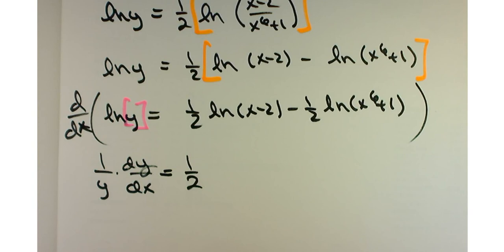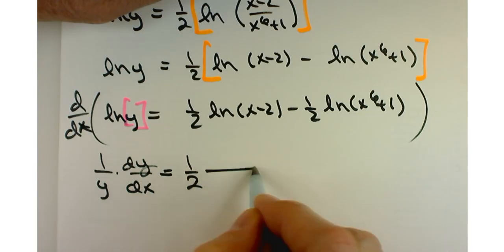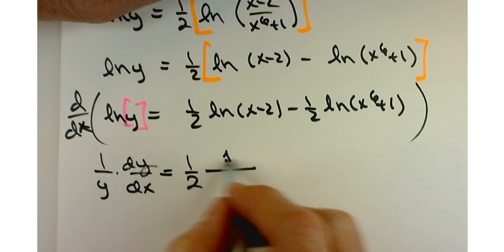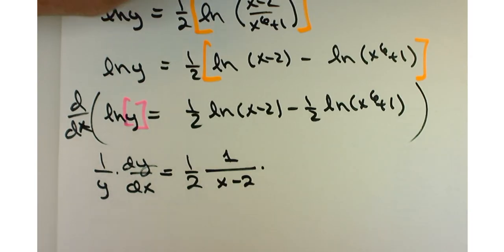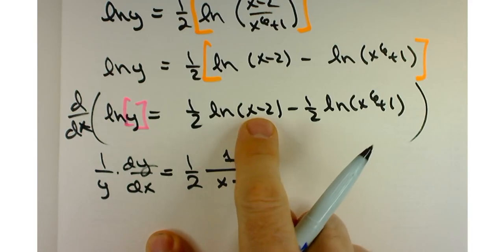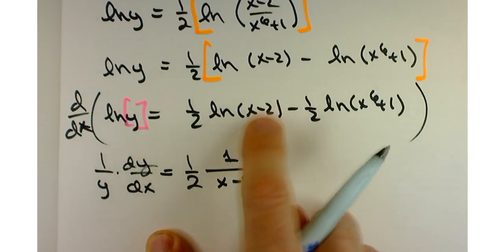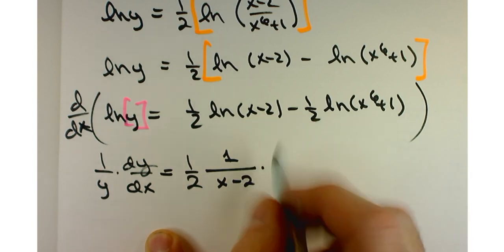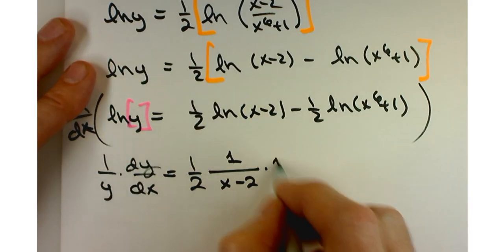How about the next one? What's that one going to be when I differentiate this? 1 over x minus 2 times what? Well, in this case, you're going to take the reciprocal of this, so it's 1 over this times the derivative of this. What's the derivative of x minus 2? 1. Yes, 1, thank you.